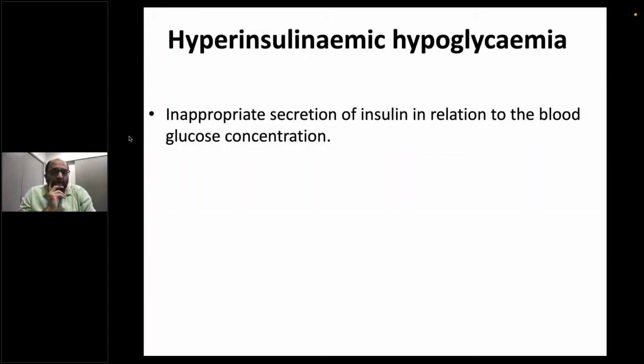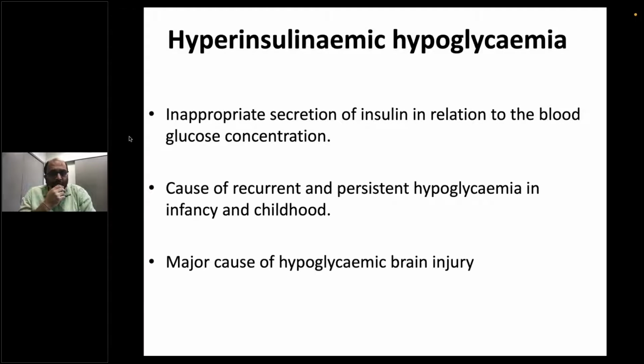So just to go on to hyperinsulinic hypoglycemia, which is a condition that causes recurrent hypoglycemia, it's also important to know and manage it promptly, because it can cause brain injury because of lack of fatty acids and ketones at the time of hypoglycemia. So this is a really important condition for us to know about and manage promptly, so that we can avoid brain injury. It's due to inappropriate secretion of insulin in relation to the blood glucose concentration. It's a cause of recurrent and persistent hypoglycemia in children, and it's a major cause of hypoglycemic brain injury.